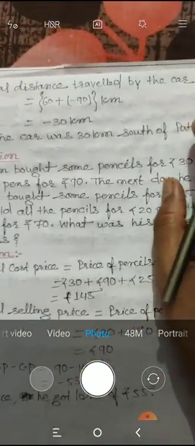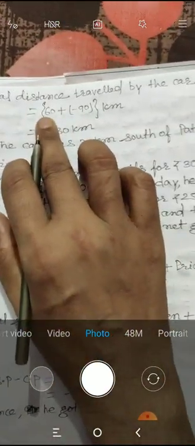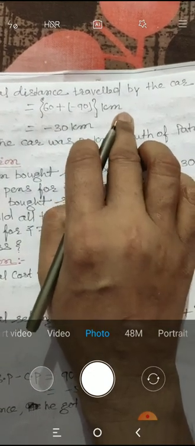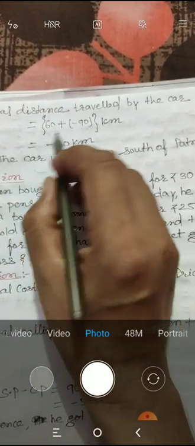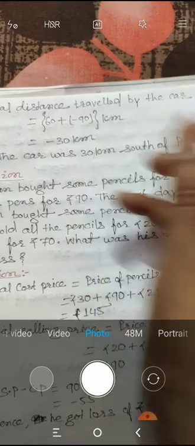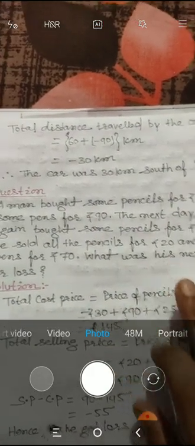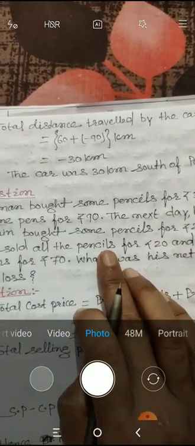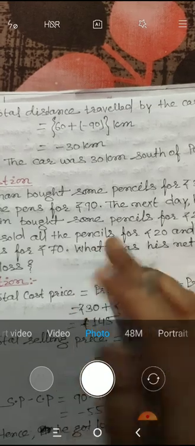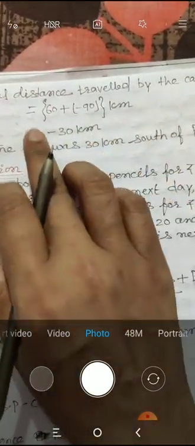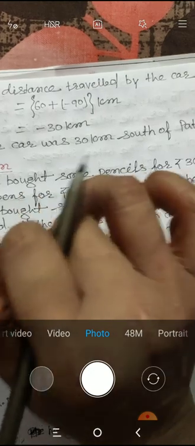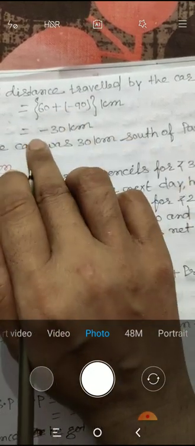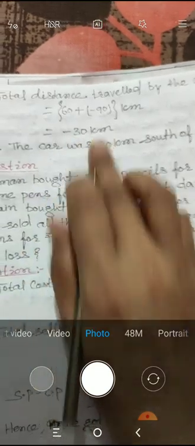Now the total distance travelled by the car: 60 kilometer plus minus 90 kilometer. You already know how to add integers. One has a positive sign, one has a negative sign, opposite signs. So in this situation, first find their difference regardless of their sign. The difference of 90 and 60 is 30, and then put the sign of the greater numerical value. Which has the greater numerical value, 60 or 90? 90 is greater, and it has a negative sign, so the answer will have a negative sign: minus 30 kilometer.